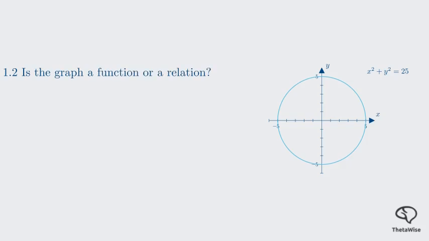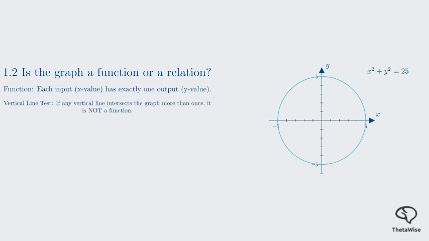Next, question 1.2 asks whether the graph is a function or a relation. Let's recall the definition of a function. A relation is simply any set of ordered pairs. A function is a special kind of relation where each x value corresponds to one and only one y value. In simpler terms, for any input, there is exactly one output. We can test this graphically using the vertical line test. If a vertical line crosses the graph more than once, the graph is not a function. If it crosses at most once for every x value, it is a function.